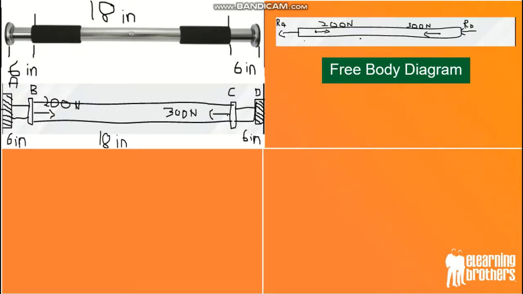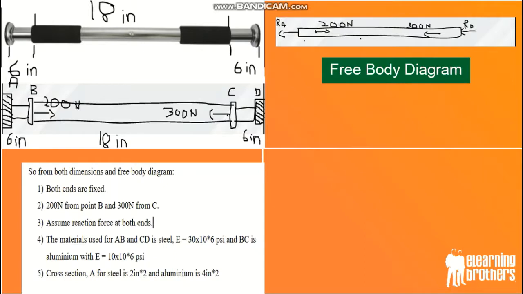So this is the free body diagram, just like before. We just add RA and RD because it is fixed and does not move. Right, so this is all the information needed. Both ends are fixed, you can read it from the picture above. The material used for AB and CD is steel, and just the middle part is aluminium. So that's all you need to know. And also for the cross section, steel is 2 inches square and aluminium is 4 inches square in the middle.